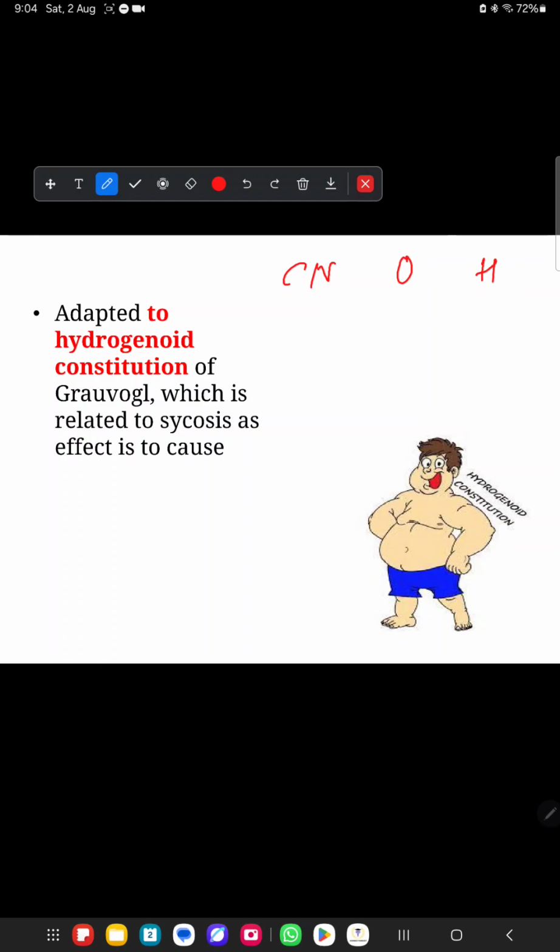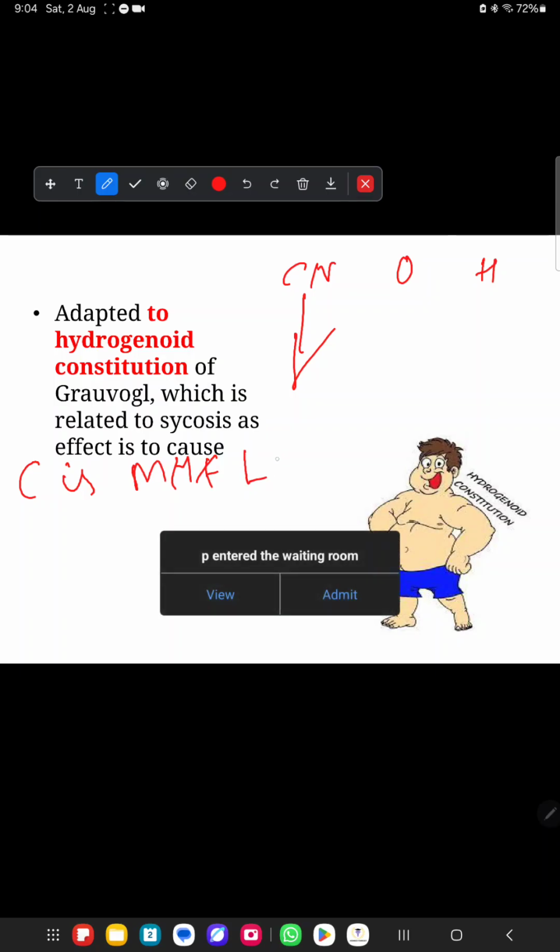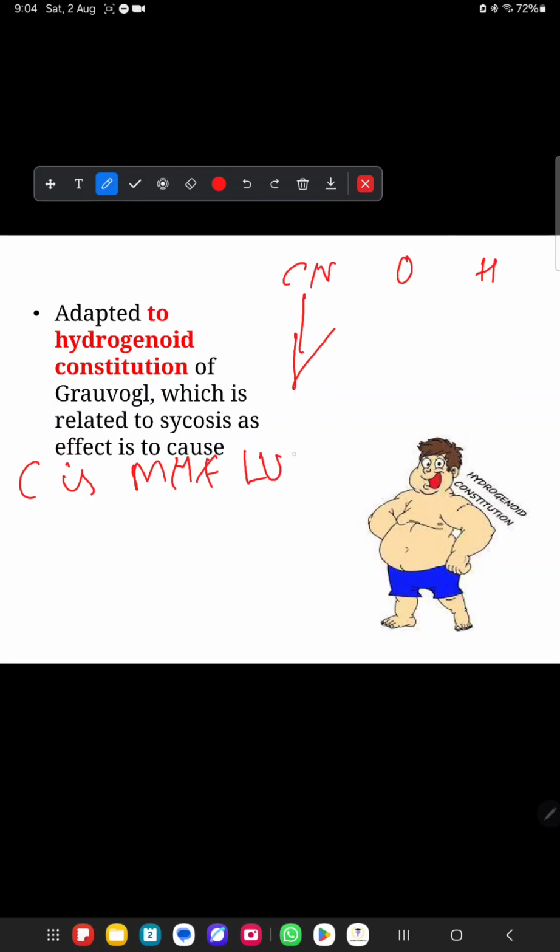Okay, just try to remember the mnemonic. C is Mahalujar. ऐसे याद रख लेना. इस ई को याद नहीं रखना है. Okay, C is Mahalujar. C for carbonitrogenoid हो गया. And E, इसका मतलब कुछ नहीं है.